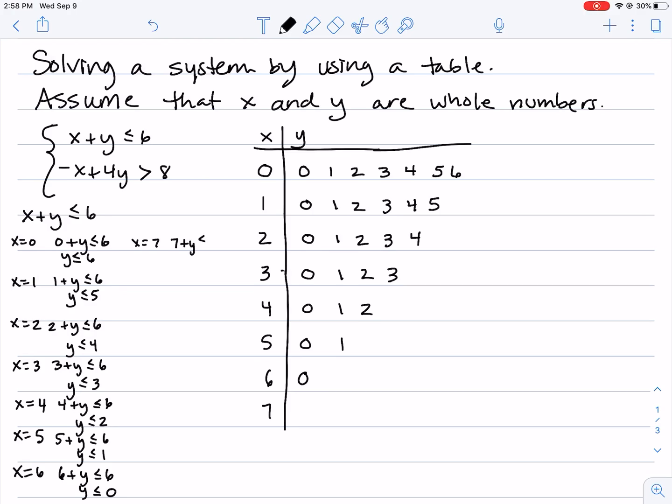7 plus y less than or equal to 6. So that means y is less than or equal to -1. Well, there aren't any whole numbers that are less than or equal to -1. So that's when I know I get to stop.